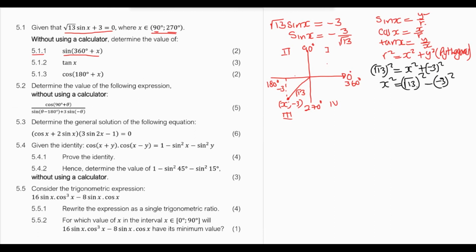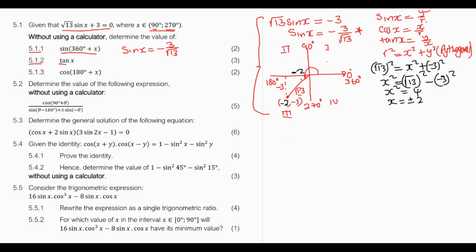Then 13 minus 9, that's 4. So x squared is equal to 4. Square root both sides, x is equal to positive or -2. But since it is quadrant 3, x is negative, so this is -2. Now we have all the values that we want. We have x, we have y, we have r. So x here is -2. Now we have all the three values.